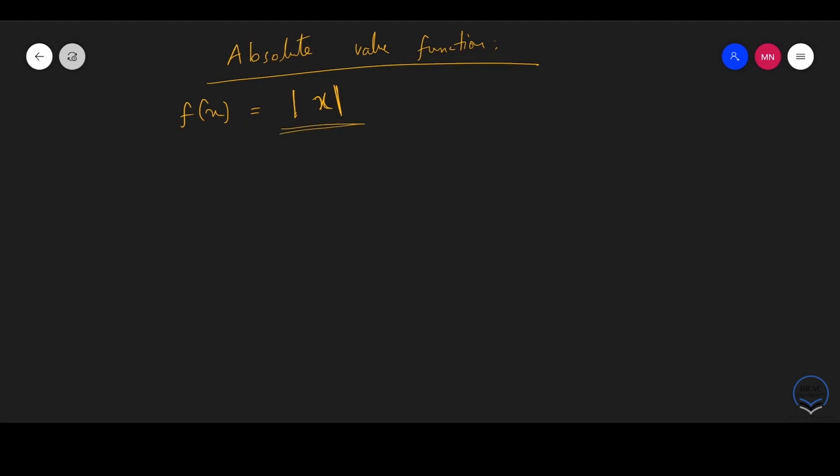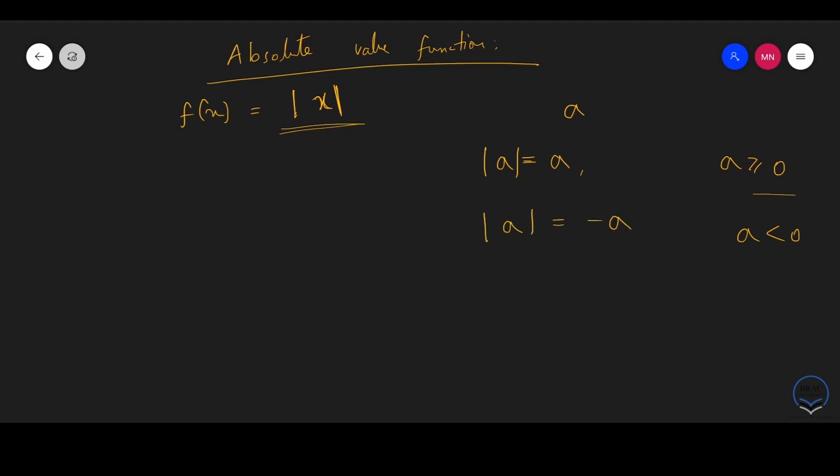And if you're unfamiliar with what an absolute value is, let's say we have some constant a and we want to take the absolute value of this constant, right? Now, if a is greater than or equal to 0, if a is non-negative, then the absolute value of a will just give us back a. But if a is negative, if a is less than 0, then the absolute value of a will give us minus a.